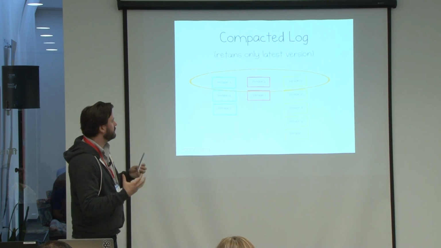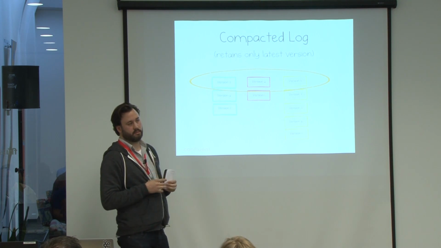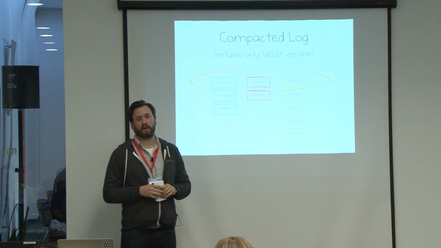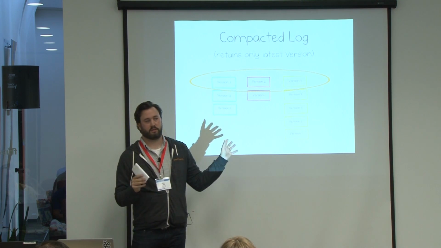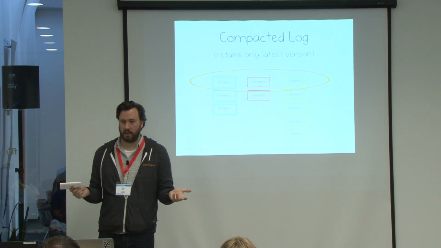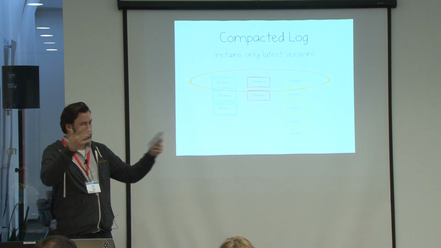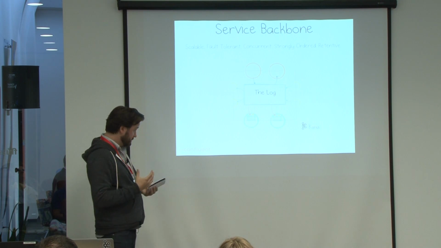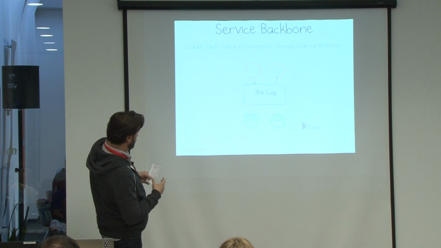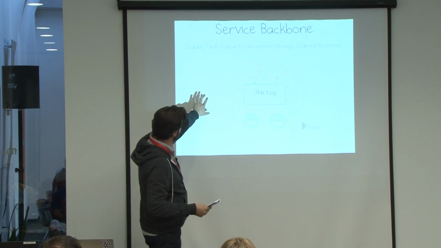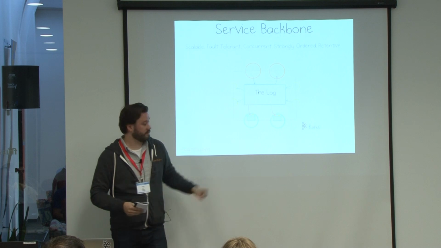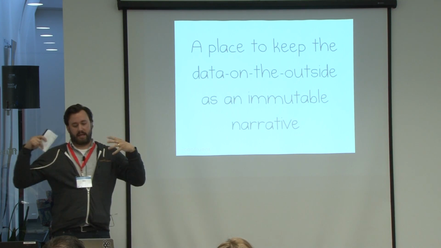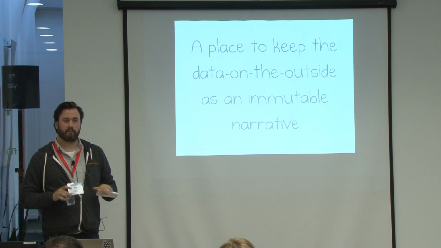And then there's this idea of a compacted log that Kafka provides, where you can configure your stream of data to actually only keep the latest value for a key. And that should sound familiar because that's exactly what a database does, right? It's just the current state of everything. We update a key, we lose the old one. So using all of this and putting Kafka here at the backbone, we've got connectors, producers, consumers, and the streaming system. This is a place to keep the data on the outside as an immutable narrative between your services.